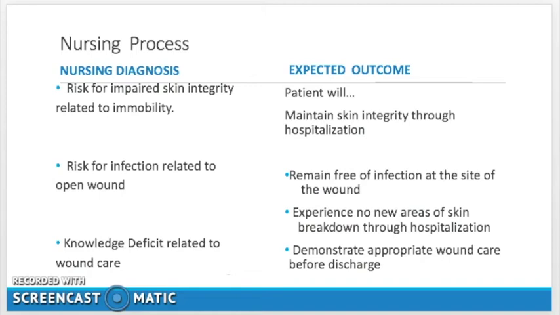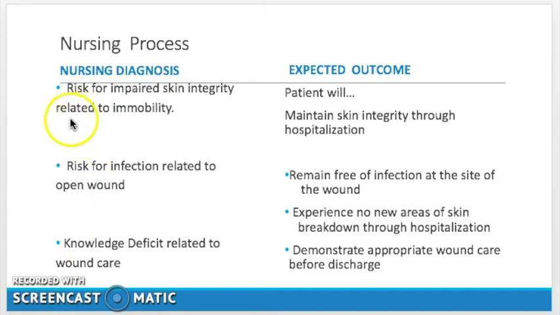So once you've assessed your wounds, you're going to figure out what the priority problems are, make your nursing diagnoses, and then your expected outcomes. So remember, the expected outcomes always have to do with what you want to see happen with the patient. So if the patient is at risk for impaired skin integrity related to immobility or any other problem, then the expected outcome is that the patient will maintain skin integrity through hospitalization.